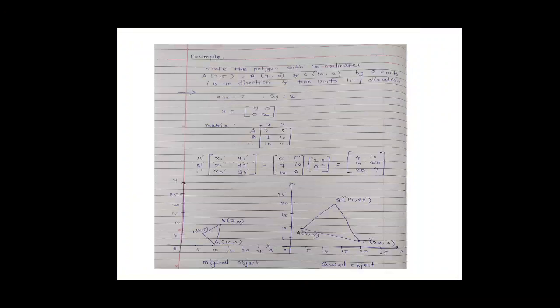So the example here: scale the polygon with the coordinates A, B, C by 2 units in the x direction and 2 units in the y direction. So the scaling factors sx and sy are equal to 2 units. Then put these values into the matrix format and generate the new coordinates. And the new coordinates are 4, 14, 20, 10, 24. So here the size of the object is increasing.